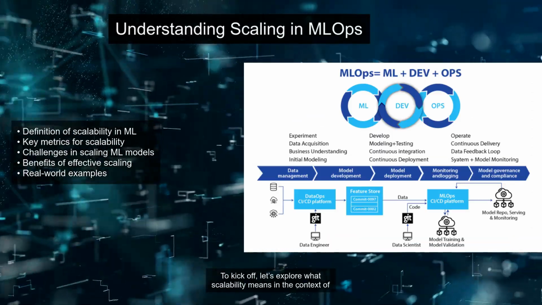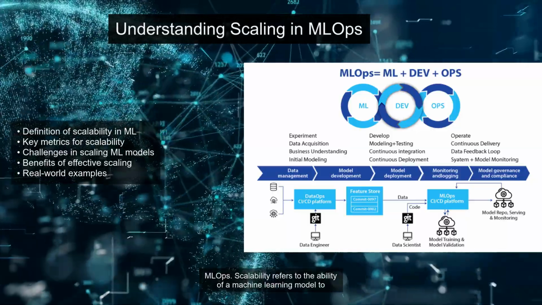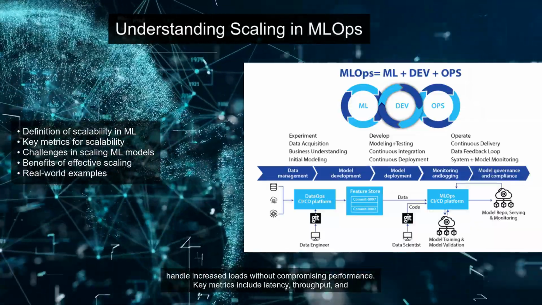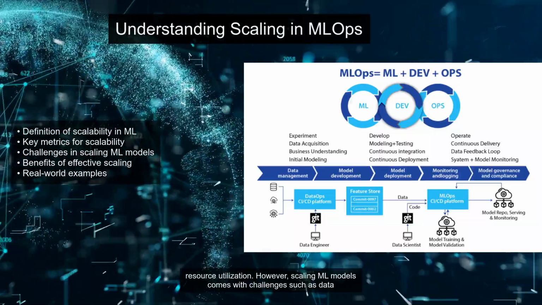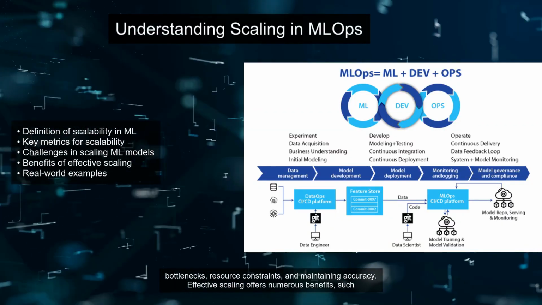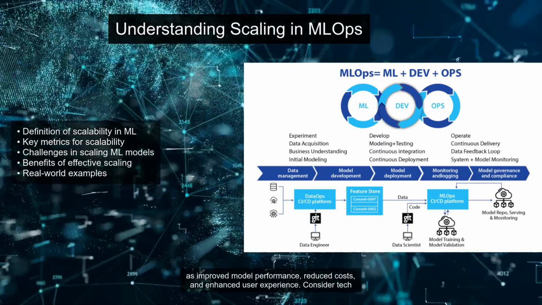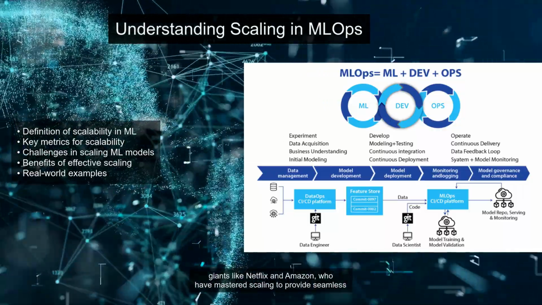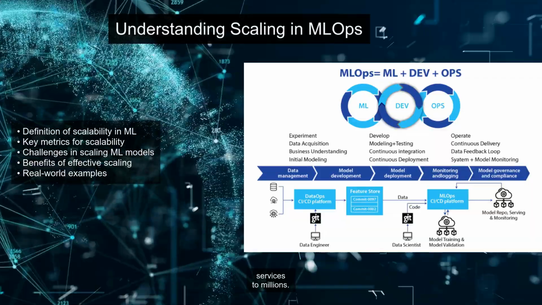To kick off, let's explore what scalability means in the context of MLOps. Scalability refers to the ability of a machine learning model to handle increased loads without compromising performance. Key metrics include latency, throughput, and resource utilization. However, scaling ML models comes with challenges such as data bottlenecks, resource constraints, and maintaining accuracy. Effective scaling offers numerous benefits, such as improved model performance, reduced costs, and enhanced user experience. Consider tech giants like Netflix and Amazon, who have mastered scaling to provide seamless services to millions.